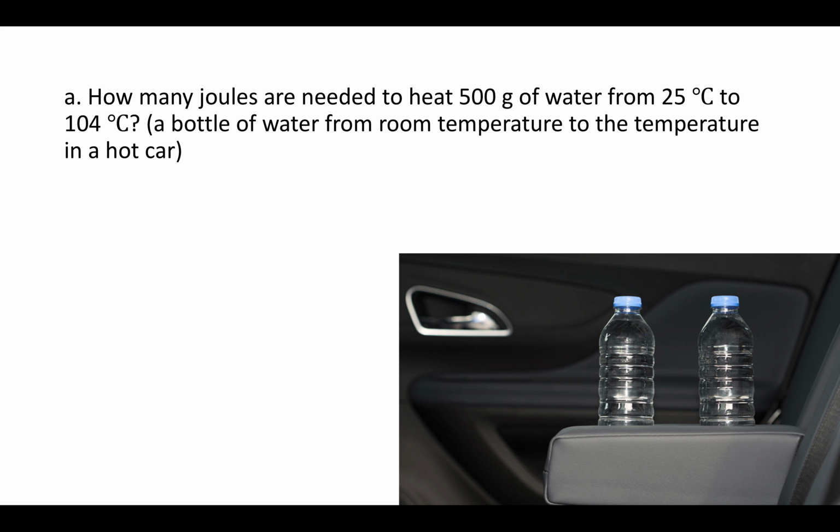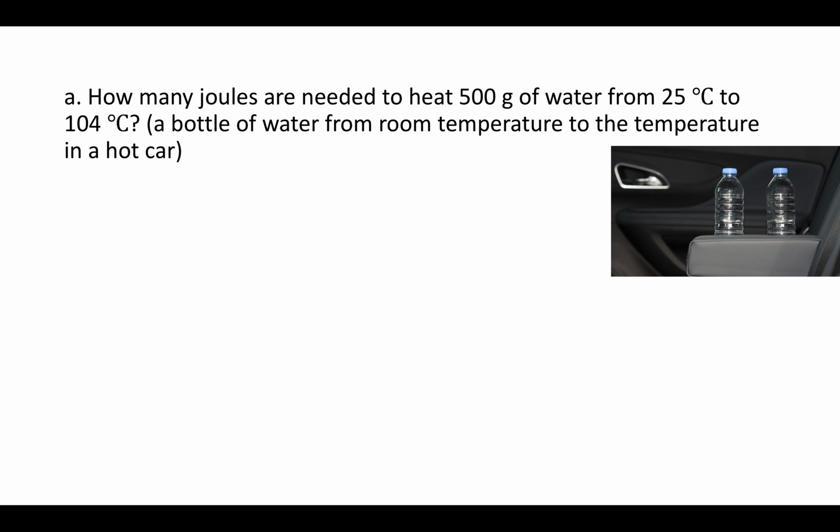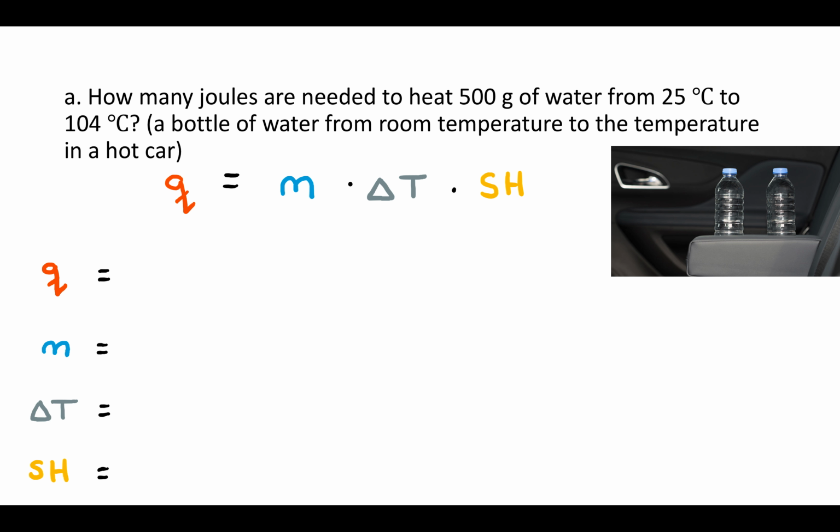All right, the first question says: how many joules are needed to heat 500 grams of water, that's about how much water is in a water bottle, from 25 degrees Celsius, so that's room temperature, to 104 degrees Celsius, which is about the temperature in a hot car. Now, anytime they ask you how much heat you need to heat something up, write out the heat equation. Q equals M times delta T times SH. Then, underneath that, write each of the variables separately, so that as you read through the problem, you can organize the numbers you come across.